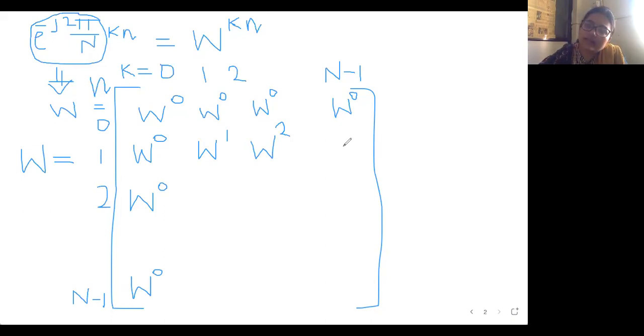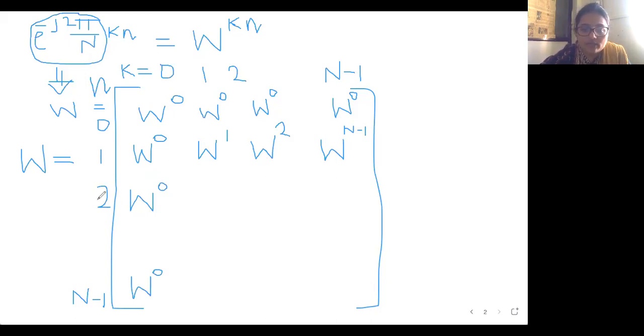Now I am talking about the last value. What is going to come in the last value now? This n is 1 and k is n minus 1. So what am I getting here? 1 multiplied by n minus 1. So here I will get the value w raised to 1 multiplied by n minus 1, which is n minus 1. This is what we did yesterday.